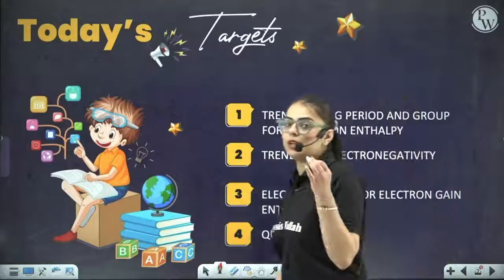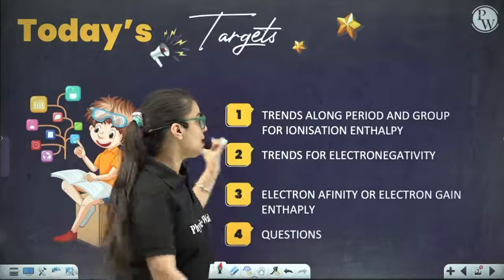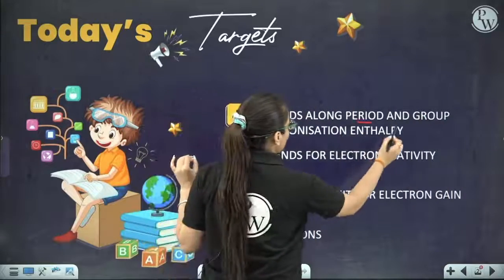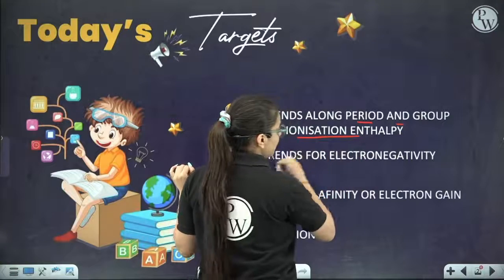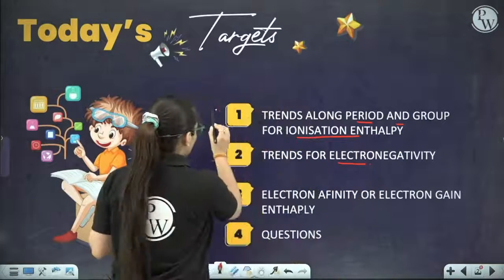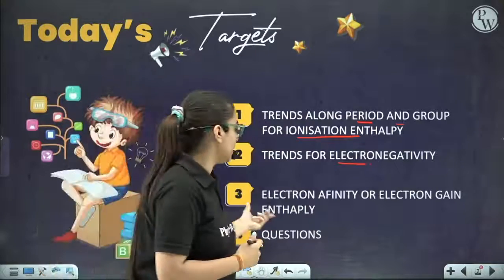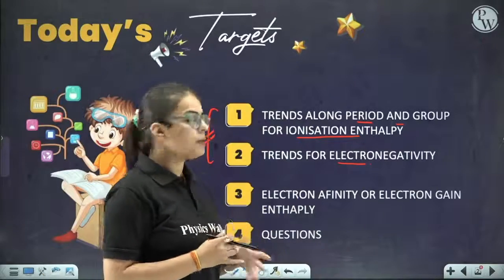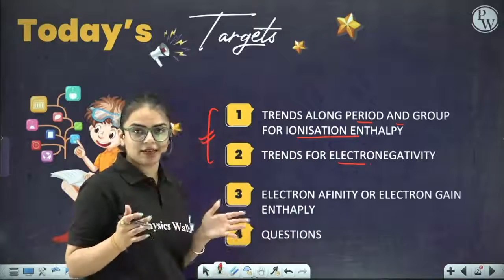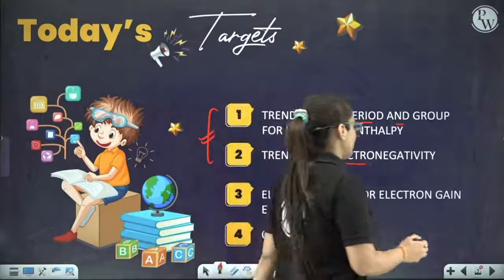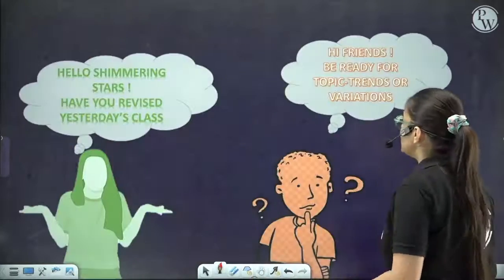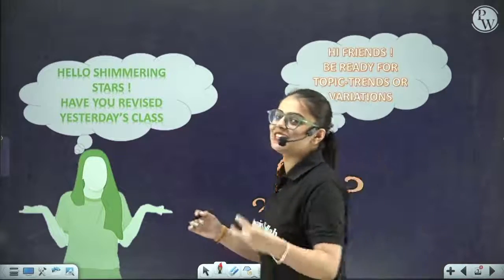First of all, I will be explaining the trends along the period and the group for ionization enthalpy, and then for electronegativity. We are going to revise it in the initial segment. Then we will be understanding electron affinity or electron gain enthalpy, and then the variation segment of that as well. So let us proceed with the very first part, but before that, let us meet your friends.